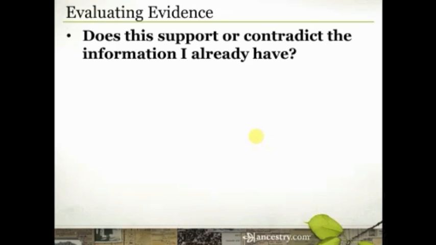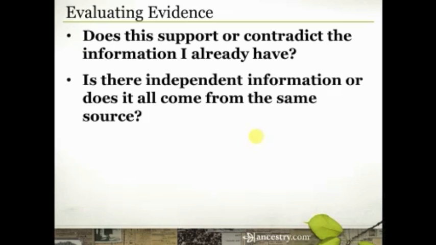There are some additional questions that I start to ask myself after I start collecting all these pieces. Maybe I've got a census record and a tombstone and a draft card and a marriage license, and for every piece of that information I look at, I ask these questions. Does this support or contradict the information I already have? If it contradicts it, I need to figure out why, or what the possible reasons are.